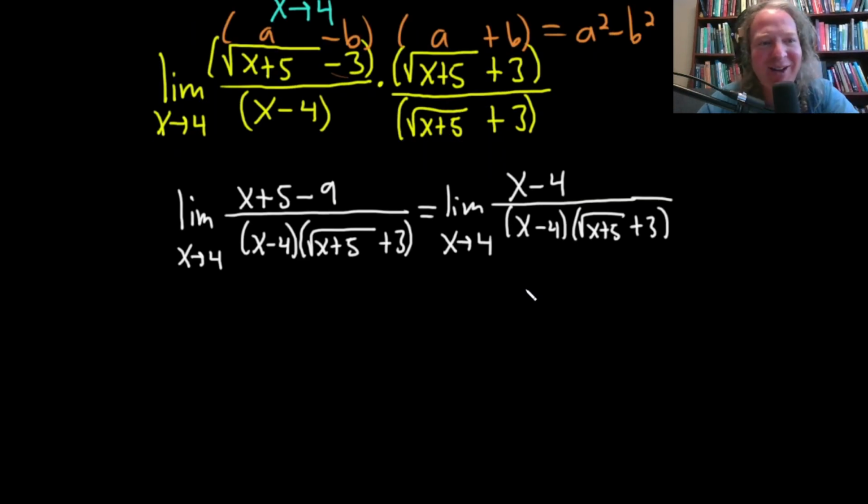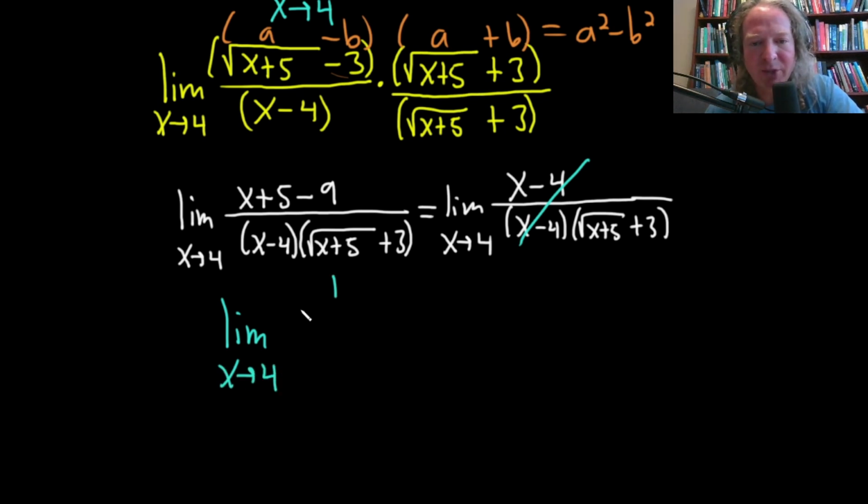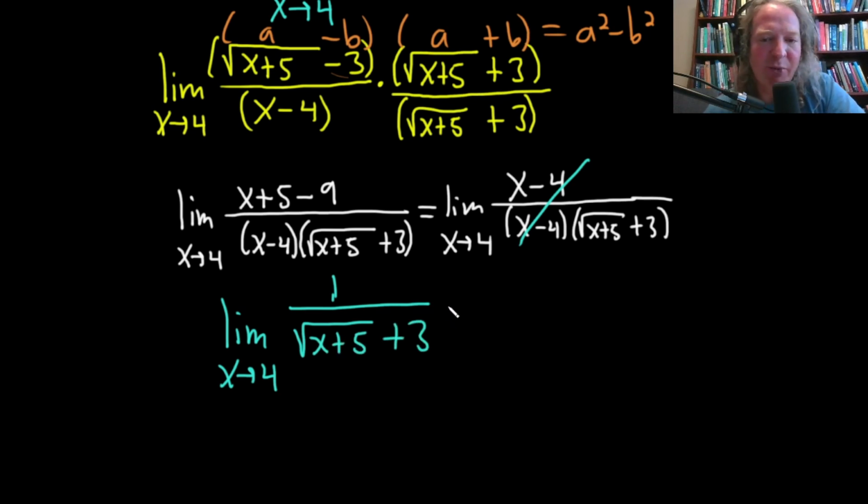Now this is where the magic happens. These cancel. So this is the limit as x approaches 4. And then we're just left with a 1 up top, which is cool. So 1 over, and then we have on the bottom here the square root of x plus 5 plus 3. And now we've finally reached a point where we can actually plug in the number. So we're plugging in the number into this expression. So we drop the limit sign.